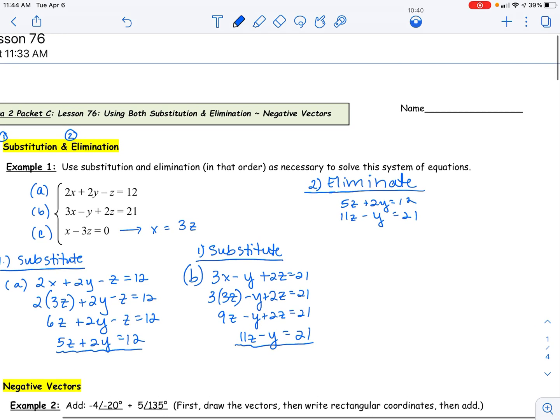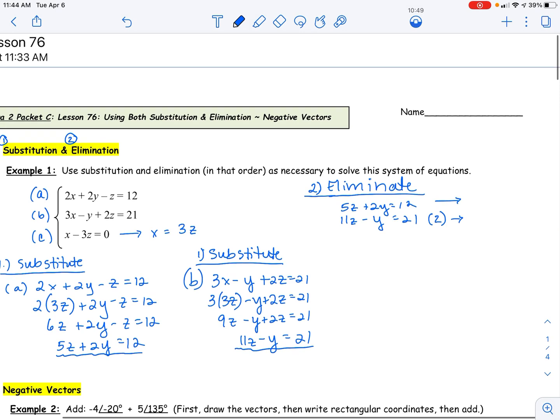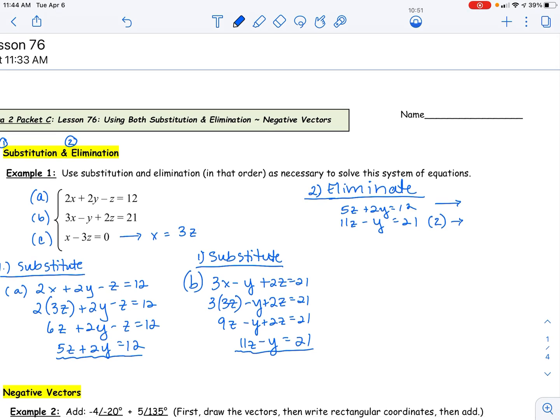We want to eliminate one of these variables. What looks easiest to me is to eliminate the y variable. So we're going to multiply all of this by 2. I have to write small. Okay, so we're going to have 5z plus 2y equals 12. And here, if everything gets multiplied by 2, you're going to have 22z minus 2y equals 42. We can eliminate our y terms here.